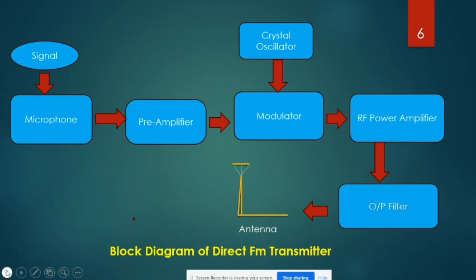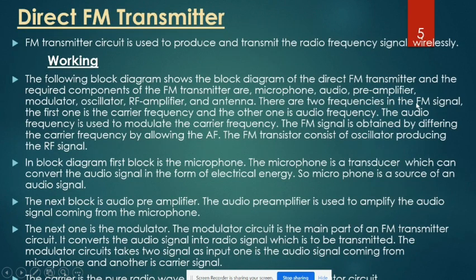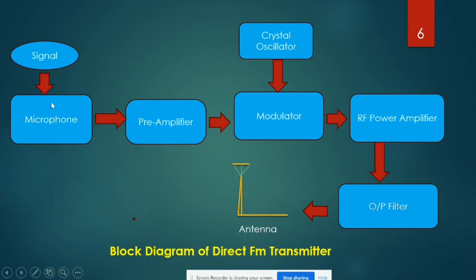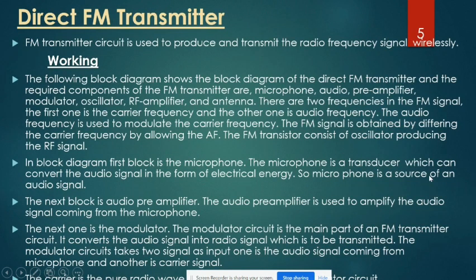This is written here that there are two frequencies in FM signals. The first one is carrier frequency and the other one is audio frequency. Now in the next point, in the block diagram, this is the microphone. This microphone converts the audio signal or voice signal into an electrical signal. It is a transducer which converts audio signal into the form of electrical energy. So microphone is a source of audio signal.